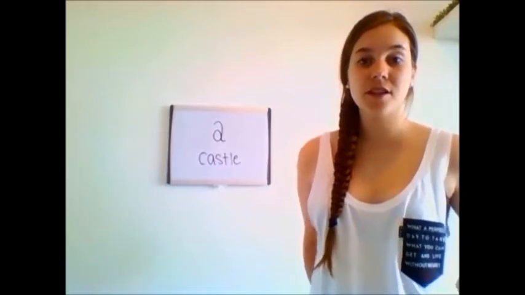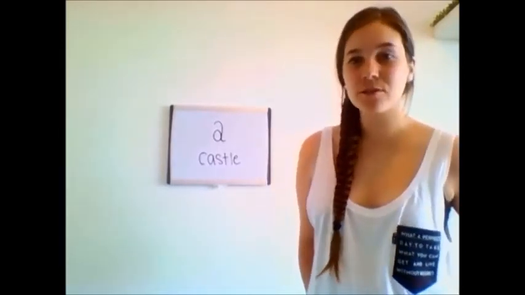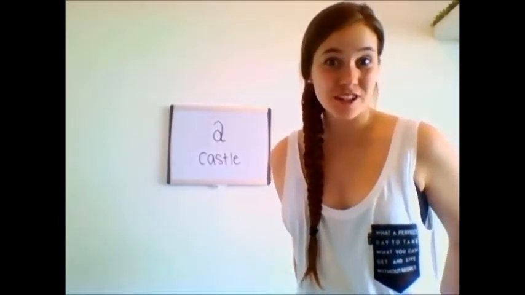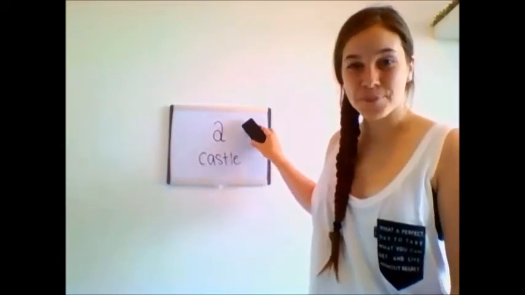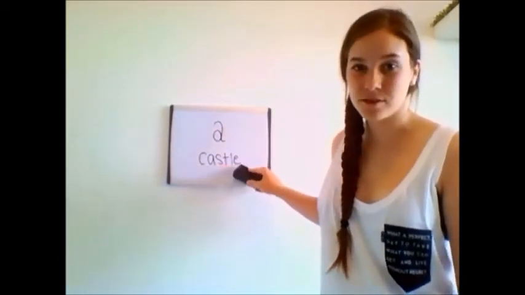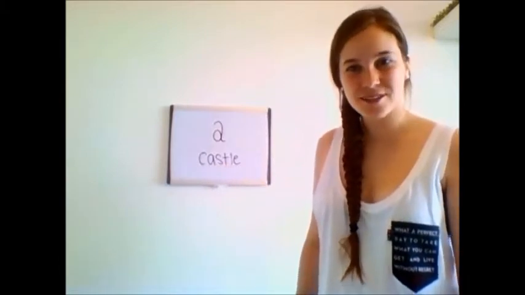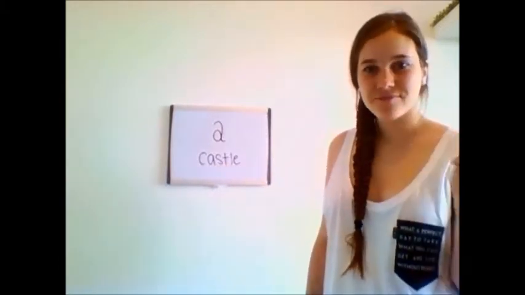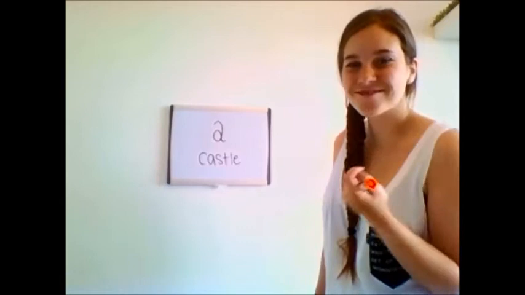Now we're going to continue with the vowels. Some of them might sound really similar, but they're still different. So let's start with A, like castle. A, castle. So it's a really open A. A, like you're surprised.